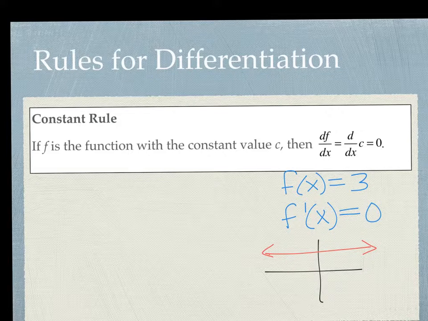So the derivative is the slope of that line. What's the slope of a horizontal line? 0. So it makes a lot of sense graphically why the derivative of any constant is 0.